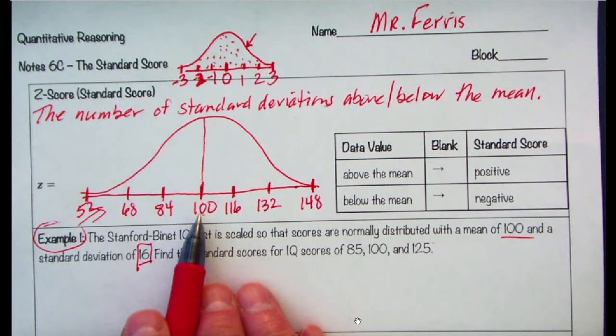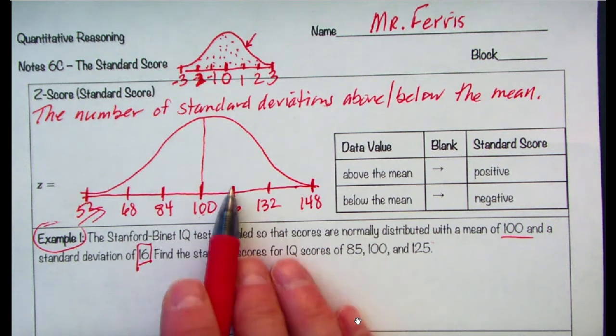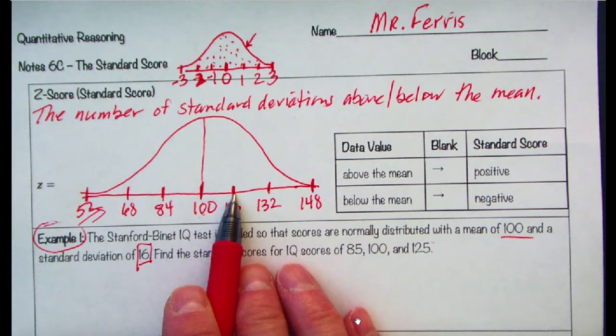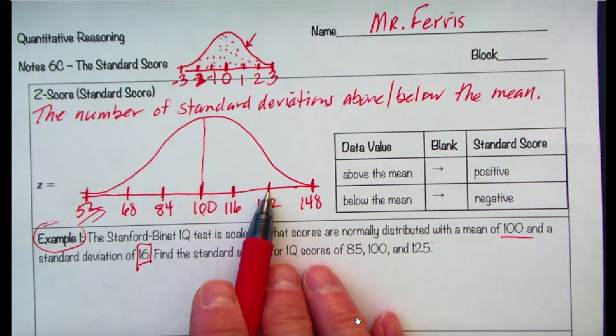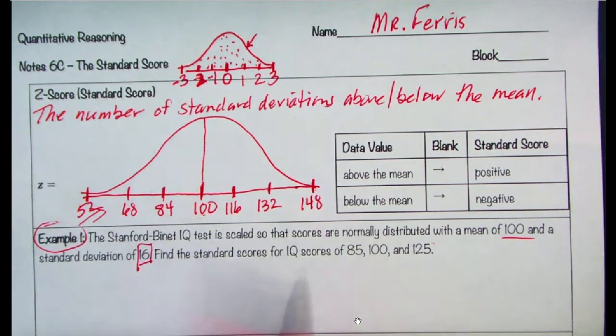So the z-score for 100 would just be 0. That's how many standard deviations away you are. If you have an IQ of 116, that's right on 1 standard deviation above average, so your z-score would be 1. If you land there, you'd be a z-score of 2. If you landed there, you'd be a z-score of 3. And similarly on the other side. And those are not the hard ones.